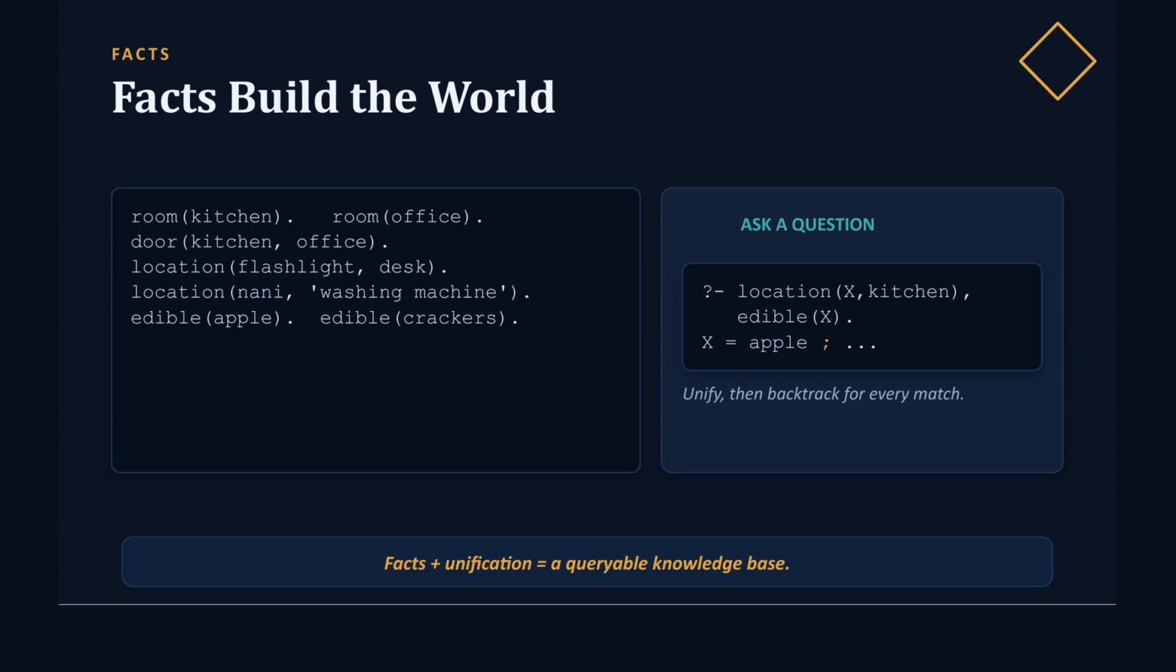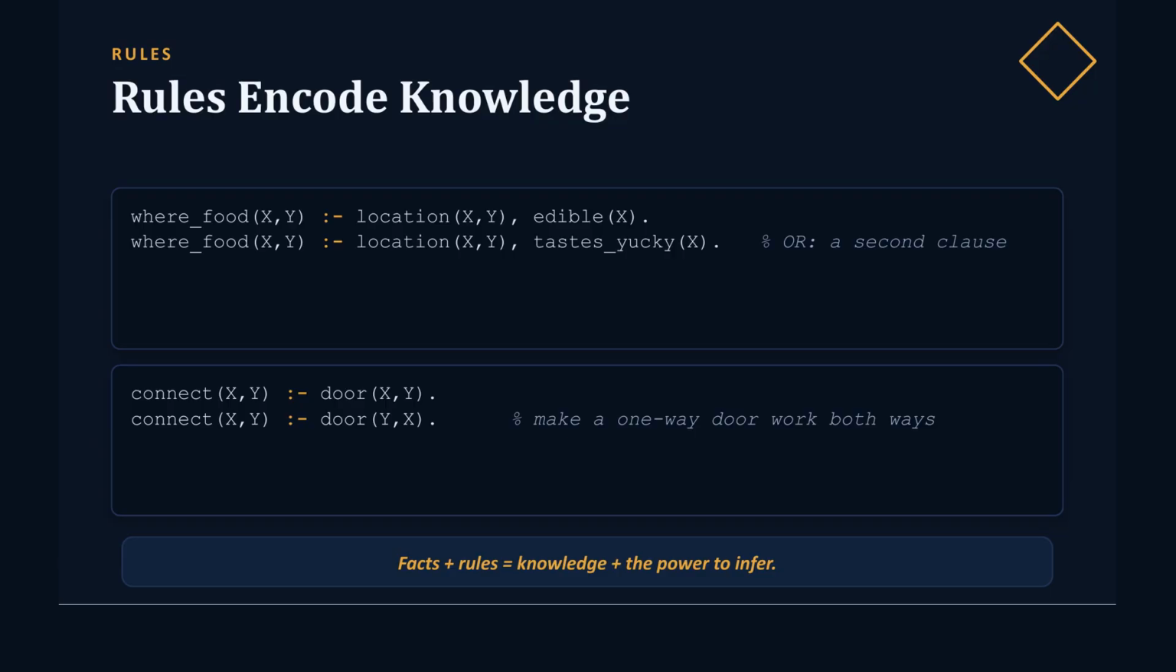With just these facts we can already query. Ask what is edible in the kitchen, and Prolog unifies your query against the database, then backtracks to find every match. Facts plus unification already give you a queryable knowledge base. And queries run in any direction, the same location fact tells you what is in the kitchen, or where the apple is.